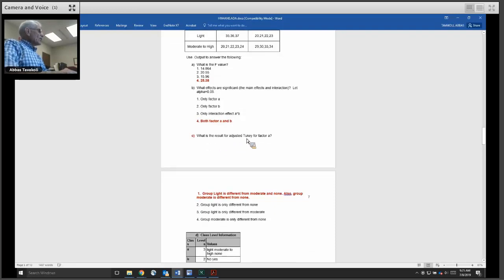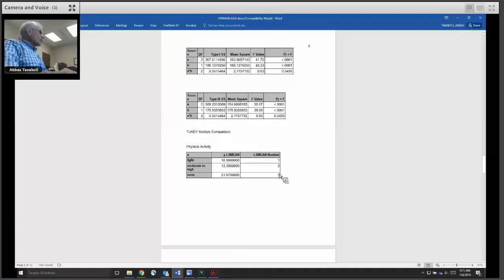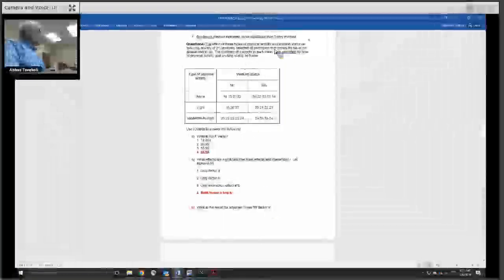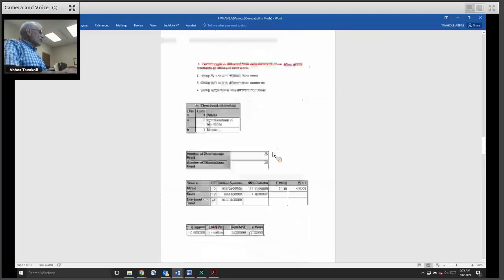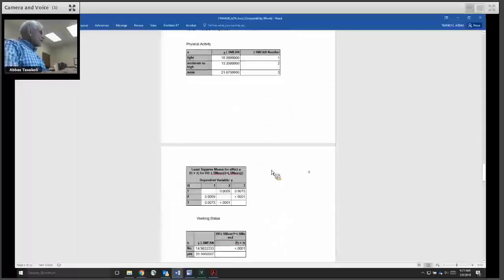Now, what is the result of adjusted Tukey for factor A? So you're looking at Tukey for factor A, which is your physical activity. You have 3 groups. The means for light is 18, moderate is 13.35, and none is 21.67. Remember that those are the means for your outcome, which here is anxiety. So the higher score means you are more anxious. So basically here, group 1, 2, 3 is labeled as light, moderate, and none.